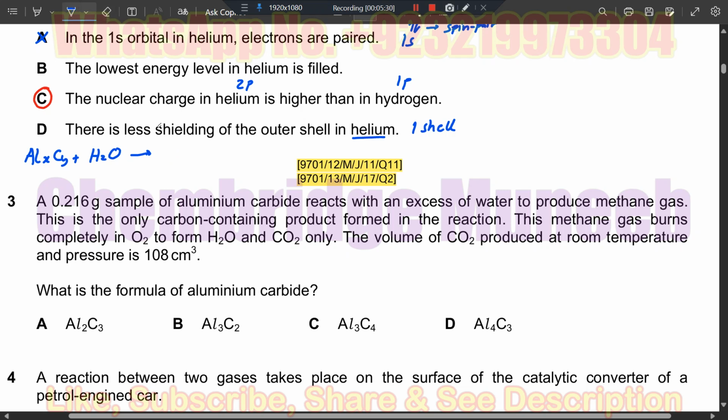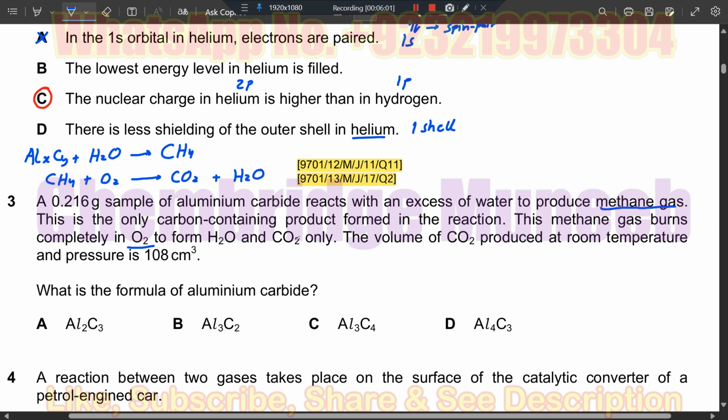The reaction of these two reactions gives the compound methane. We are getting methane as a result of this reaction. So methane is CH4. Now this CH4 is the only carbon containing compound. This methane is burning in excess oxygen. So I will write CH4 plus O2, and as a result of this we get CO2 plus water.